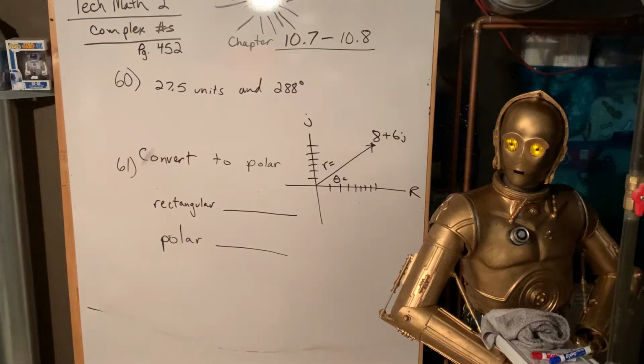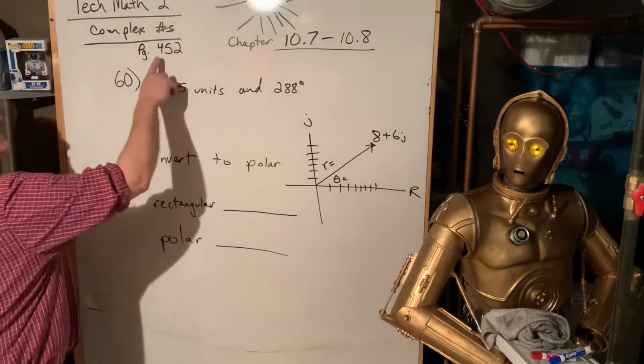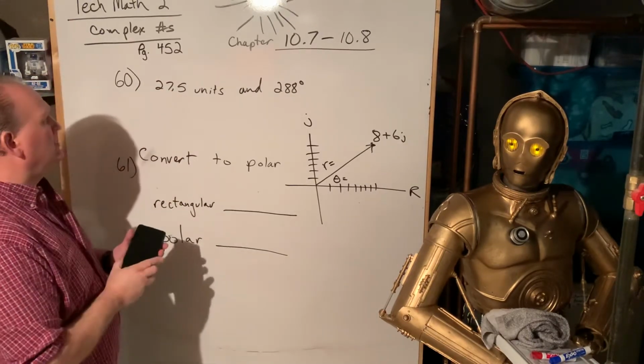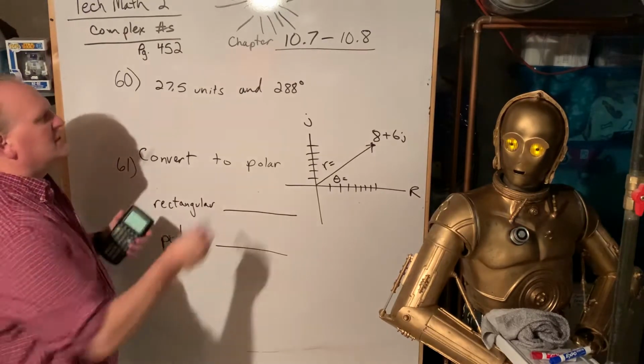Okay, we're back. Tech Math 2. We're working on complex numbers. We're in the red book, page 452. So we're looking at putting 27. This is in polar form.